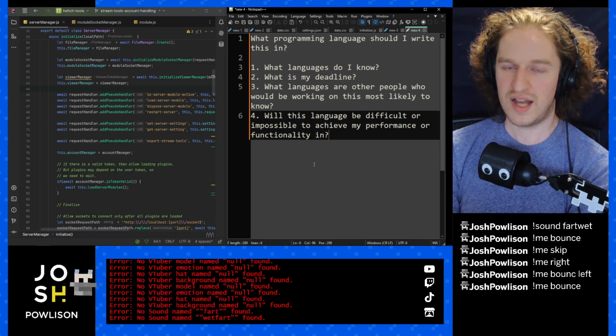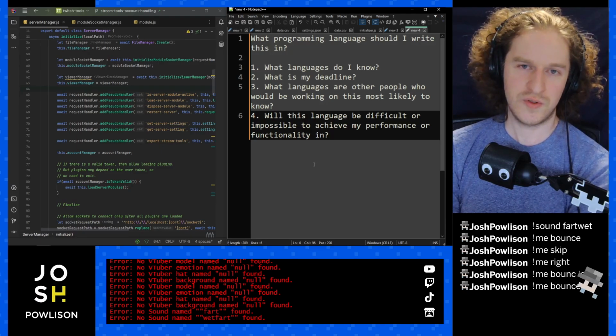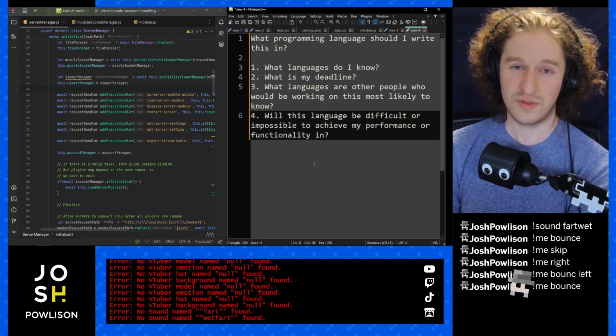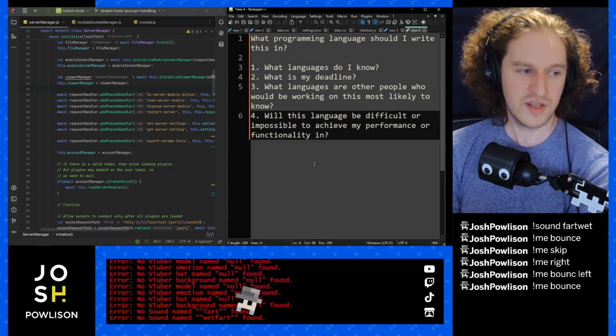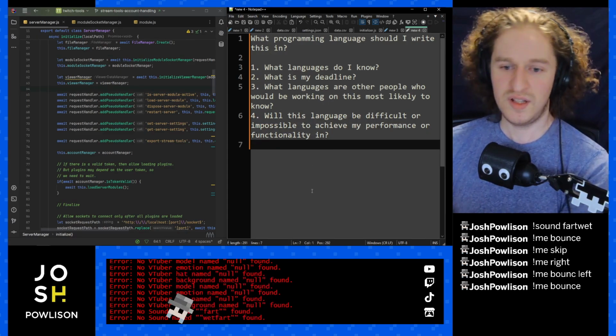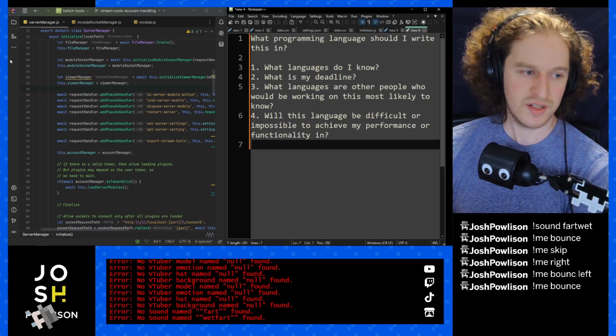Your goal, your job, I love this quote from Mike Acton. He said something like, your job is not to write code, your job is to solve problems. And that's really important to remember. If you fall in love with the code and you quit looking at the problems that you're actually trying to solve, you're going to go in all sorts of random directions, and you're going to be confused just like everyone else. So will it be difficult or impossible to achieve my performance or functionality? That's a really important question.